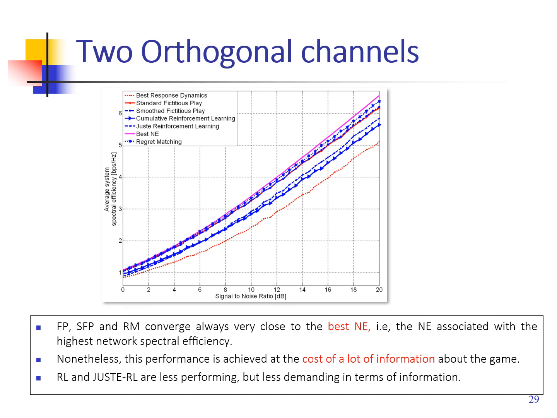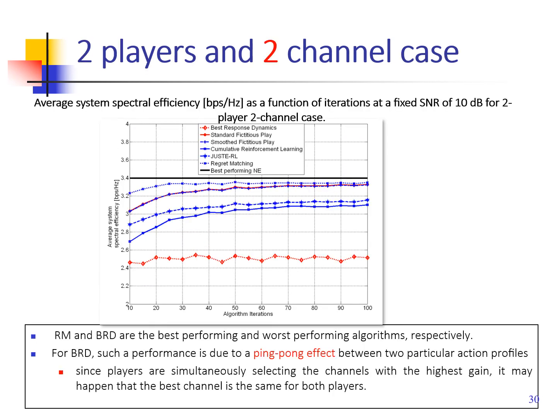If you have a lot of information, of course, you use best response dynamics and fictitious play, and you get better performance. But if you are in a practical setting where you don't have much information and you want to learn only based on your own local estimate of your rate, for example, then you get lower performance. But again, you have used much less information. All right, so again, this was for two orthogonal channels.